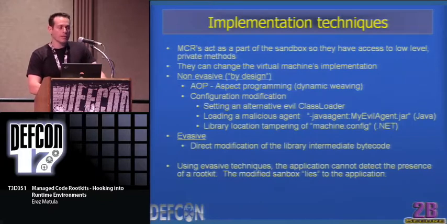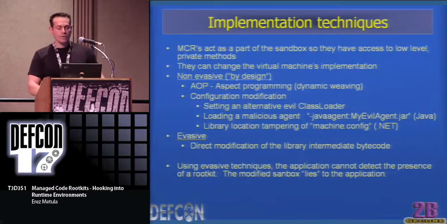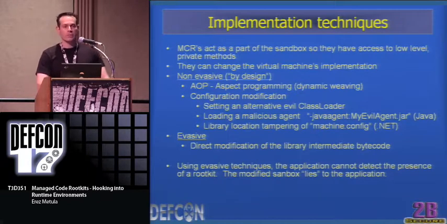And what we're going to discuss today are evasion techniques, in which we are talking about direct modification of the intermediate language code, so that the application will not know that something happened. Basically, the virtual machine lies to the application, right? And when we're talking about Java techniques, Java rootkits, this is just an example of an evasion technique. There are many ways of performing the same thing.